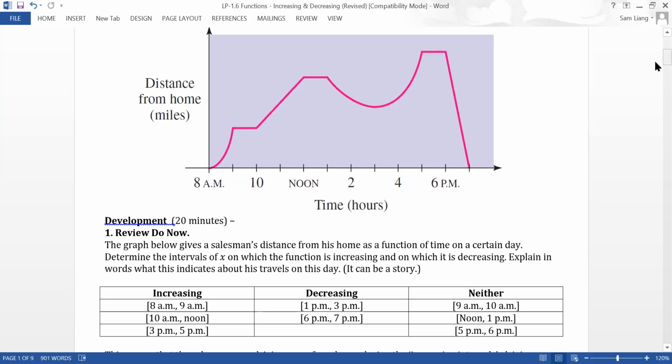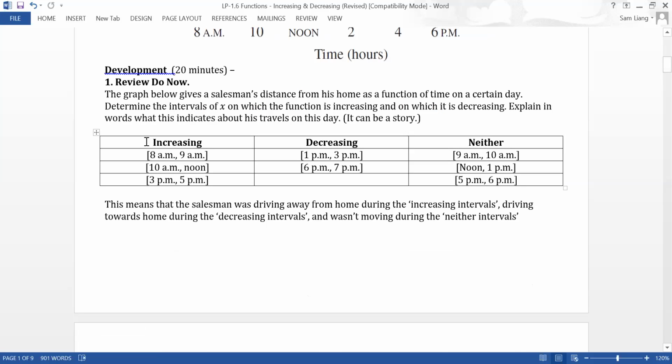If you need to copy this part down, please pause the video here. If not, I'll be moving on to the next example.